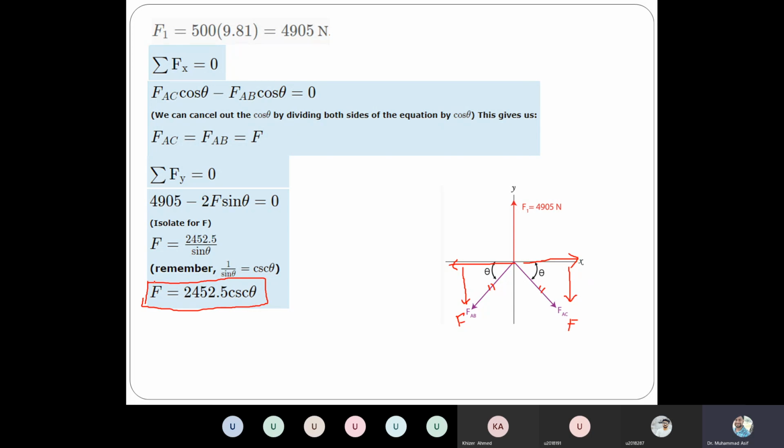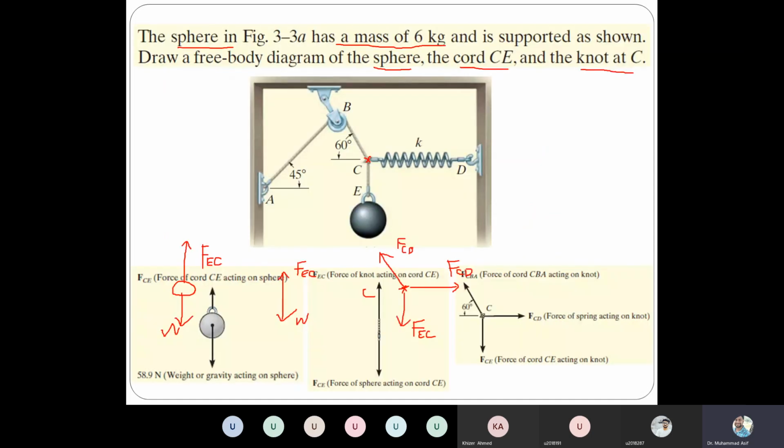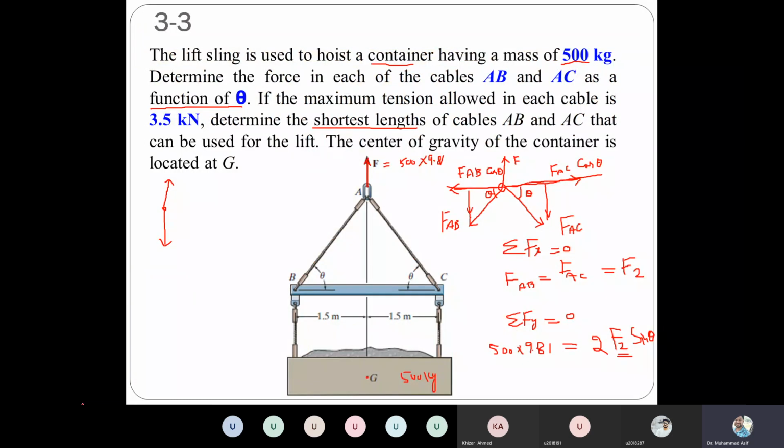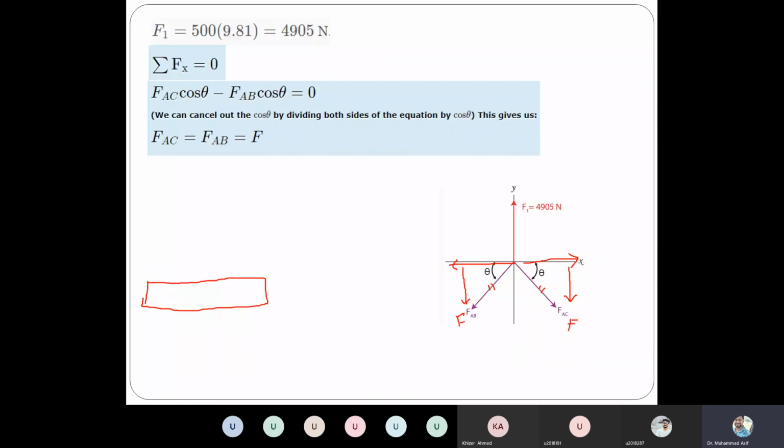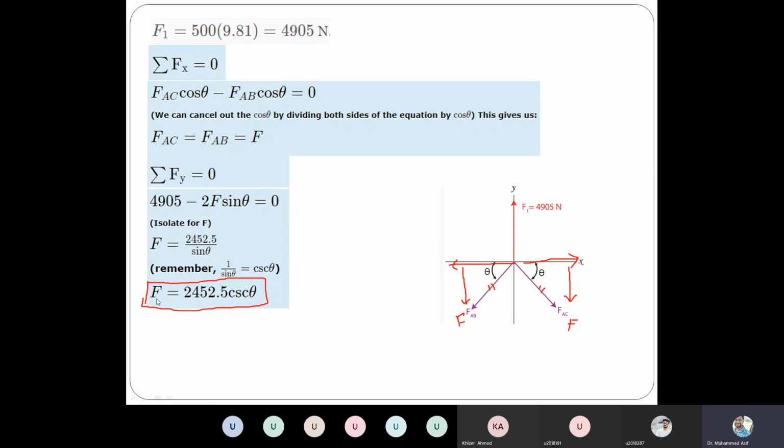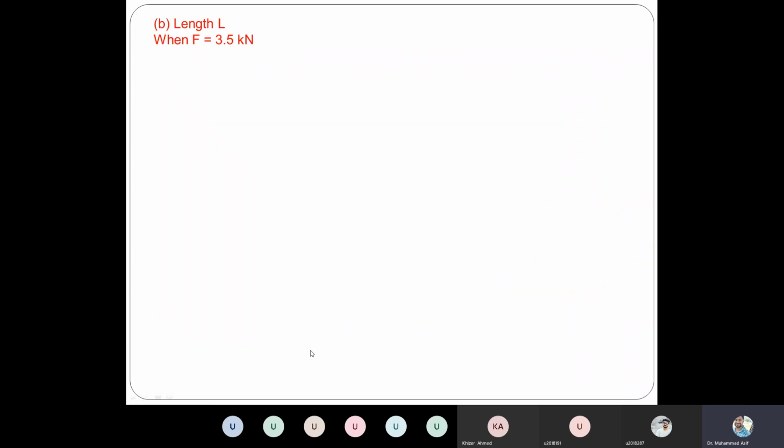Now the next point was to calculate the length of the chords. So how can we calculate the length of the chords from the previous example? We need to calculate the length of this chord. Let's say this is 1.5, this is 1.5, and now they have mentioned the value of the force, that if the force is 3.5 kilonewton, then we put that value of 3.5 in the previous equation, and then we can calculate theta. What will be the value of theta?